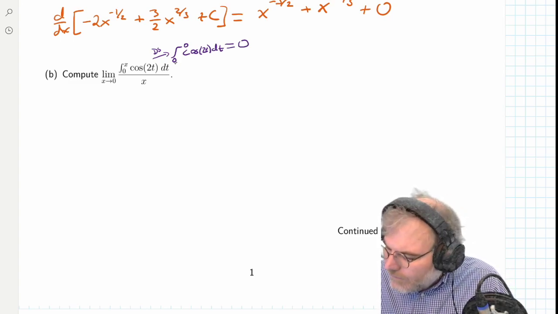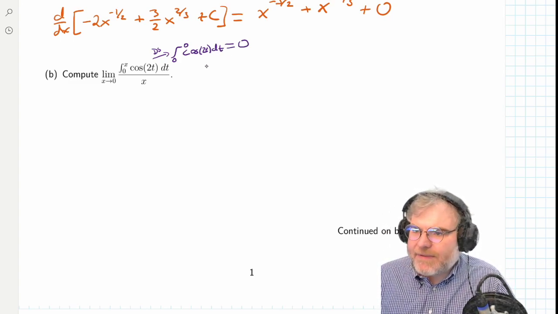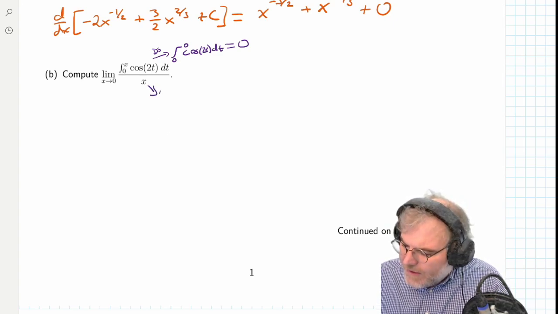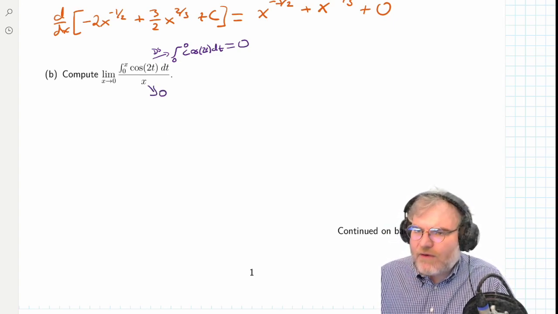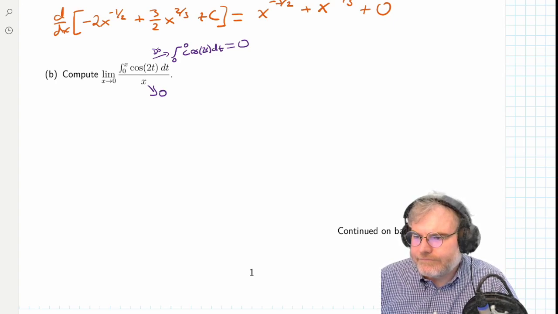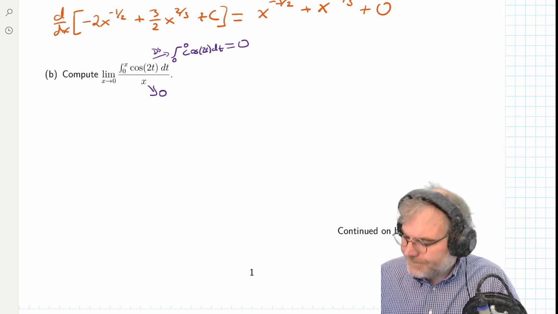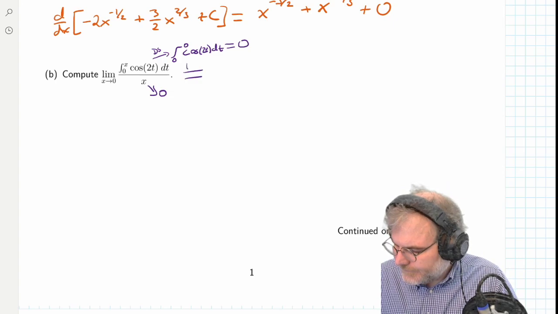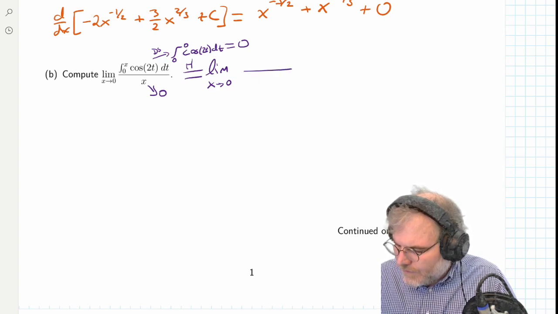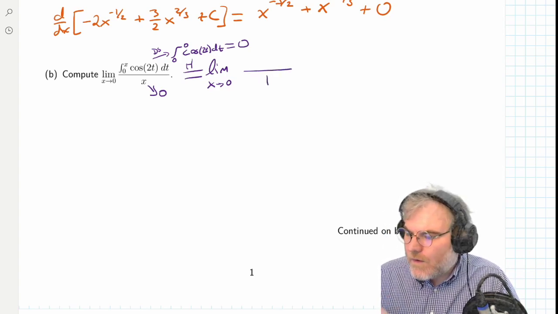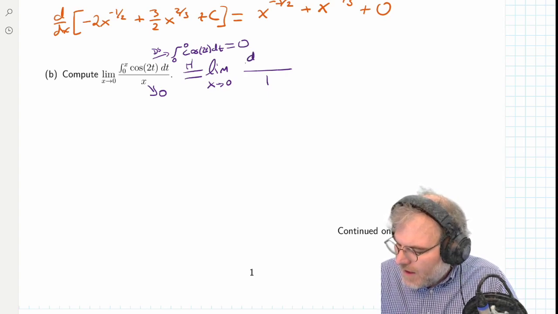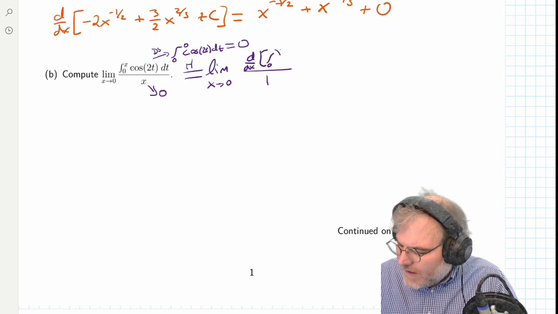Okay, so we did this, and we came up with that little bit. So now the bottom here goes to 0. I got 0 over 0. Well, that's a L'Hopital's rule. The derivative of the bottom is very convenient. It's 1. And now what I've got is the derivative with respect to x of the area under the curve there.